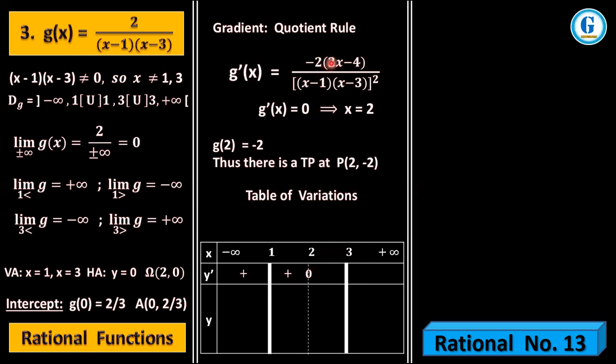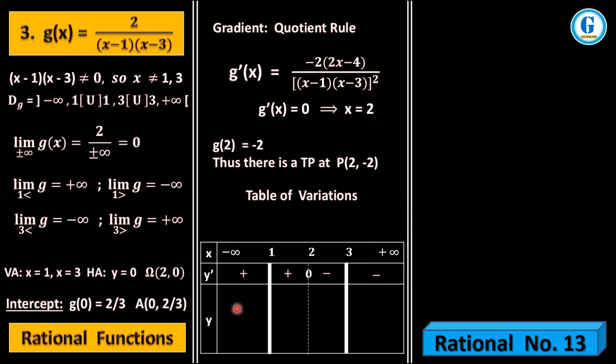Now between 2 and 3, we can take 2.5, right? So 2 times 2.5 is going to give us 5. 5 minus 4 is 1. 1 times minus 2 is minus 2. So in this interval, it is negative. And for any value greater than 3, let's take 4. 2 times 4 is 8. 8 minus 4 is 4. So it's going to be negative in this interval as well. You have to be very, very careful and vigilant with this particular curve.